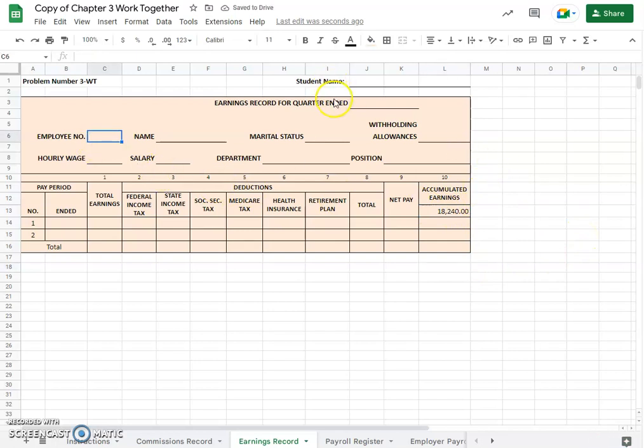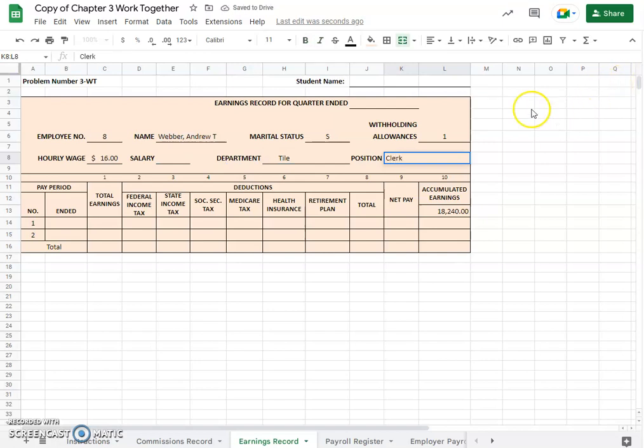So this is for Andrew. Earnings record for employee number 8. We'll go last name first. Weber, Andrew T. Marital status single. Withholding 1. His hourly wage was $16. Salary wasn't applicable. Department was tile. And he is a clerk.